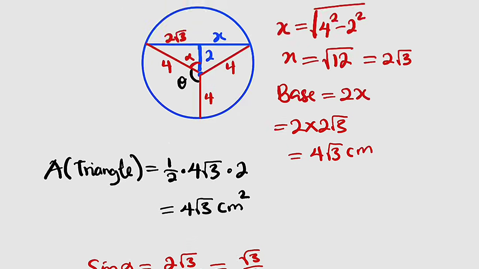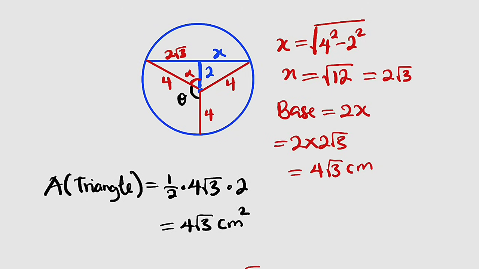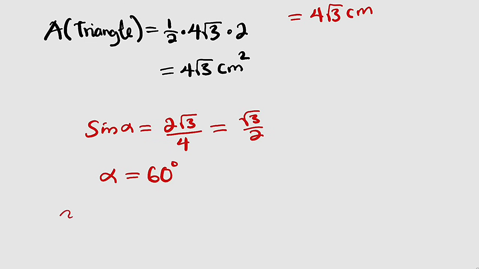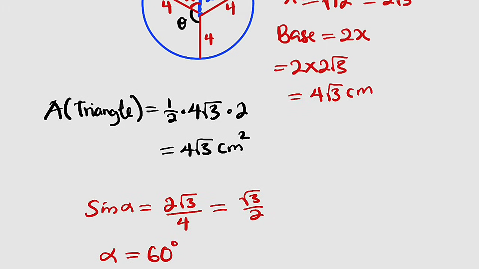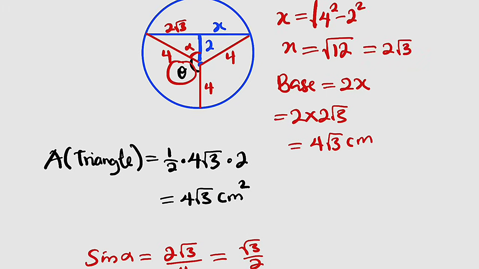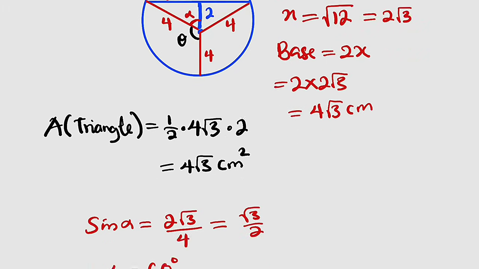So if it is 60 degrees, one thing you should observe is this is a straight line. An angle on a straight line equals 180. This implies that alpha plus theta is equal to 180. But we have seen that alpha is 60, therefore theta will be equal to 180 degrees minus 60 degrees, which is equal to 120 degrees. And hence, this particular angle is equal to 120 degrees.